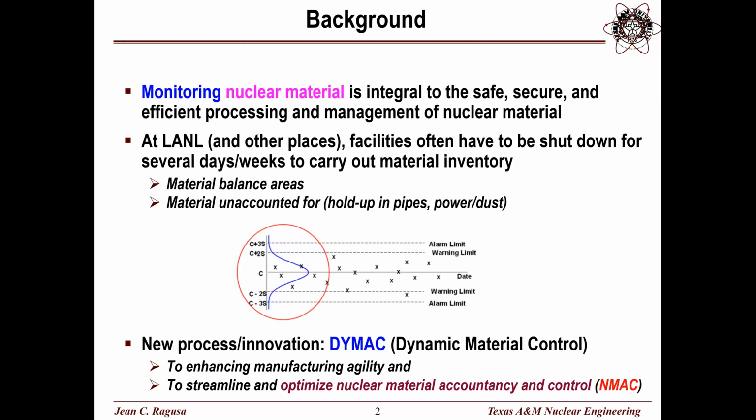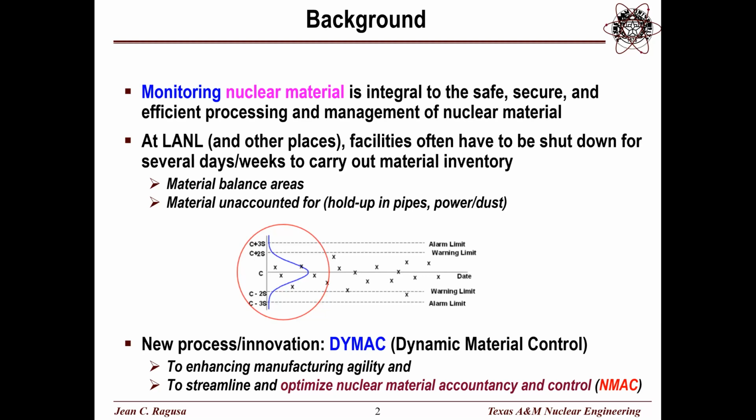So they have balance areas, and then you need to basically make sure that all material is accounted for. And of course, it's not always possible. You can have material unaccounted for. It could be holed up in pipes, could be in the form of powder or dust. And depending on how much you deviate from an estimated or a target value by some sigmas, you can reach warning or alarm limits, and you need to make sure that you know where your material is.